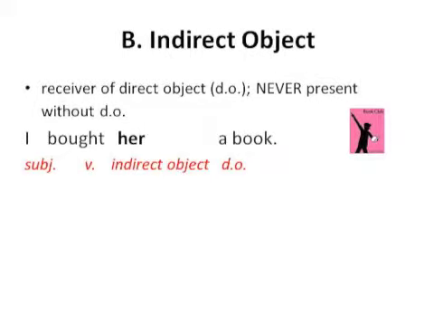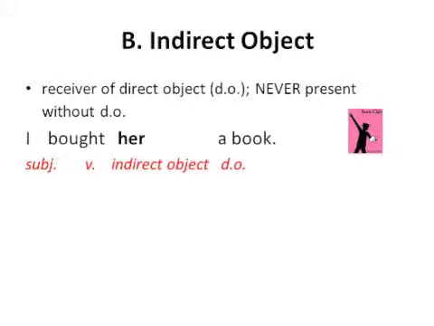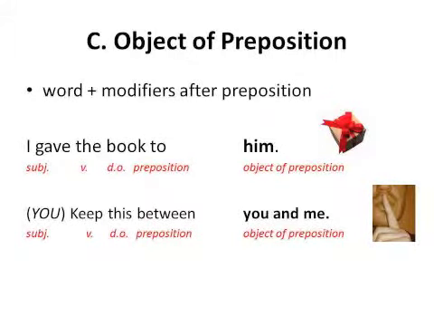Look at the example. I bought what? A book. Who gets it? Her, the indirect object. Object of a preposition is always an object pronoun. The problem may come with a compound object of a preposition, but you follow the same rules. How many times have you heard people say, keep this between you and I? It's substandard and it's wrong.